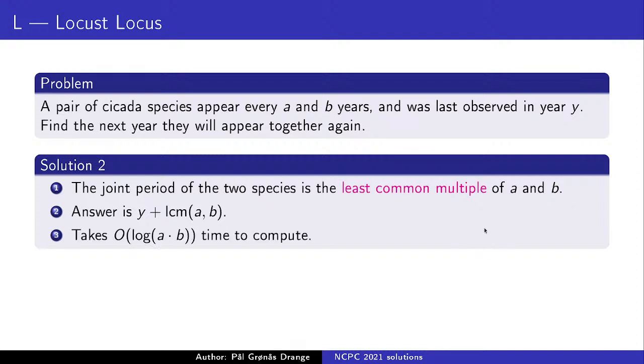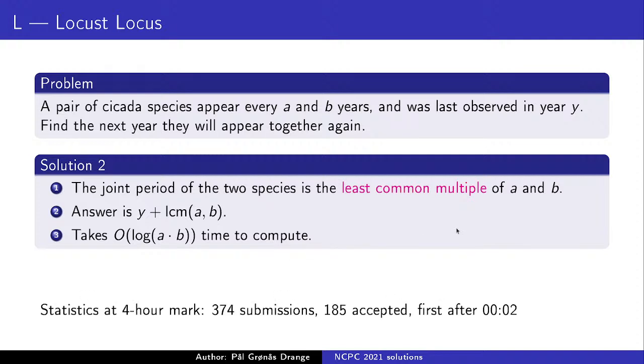And this is a much faster way to compute the answer. It takes only logarithmic time in a times b as opposed to a times b time. So if a and b were very large, this would have been the way to do it, but now it didn't really matter. You could do it whichever way you liked.